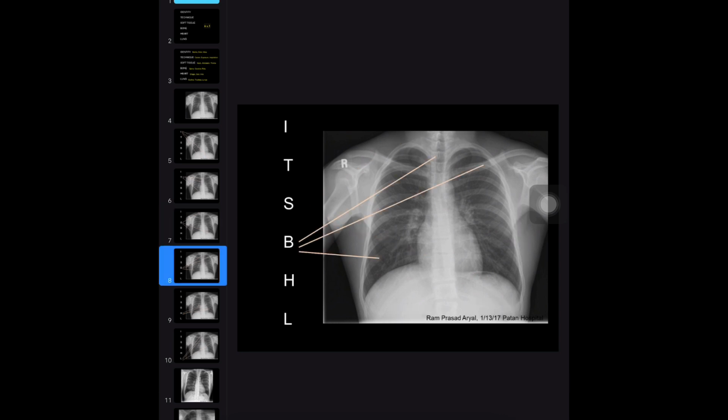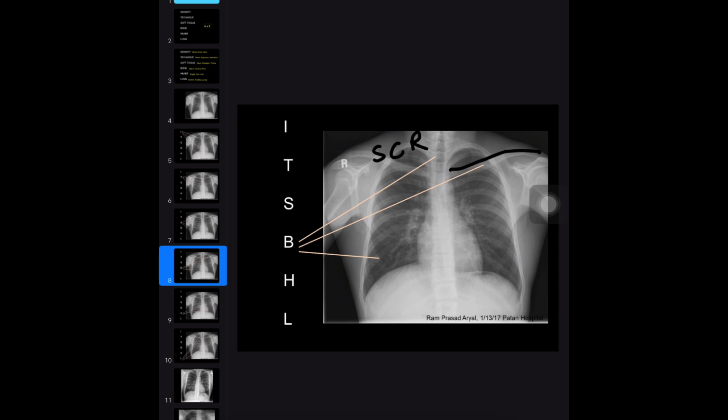And for the bone, we have to look at the spine, clavicle, and the ribs. For the spine, you have to see this spine. Then for the clavicle, you have to see whether the clavicle is at the same level or not, like whether the head of the clavicle is at the same level or not.